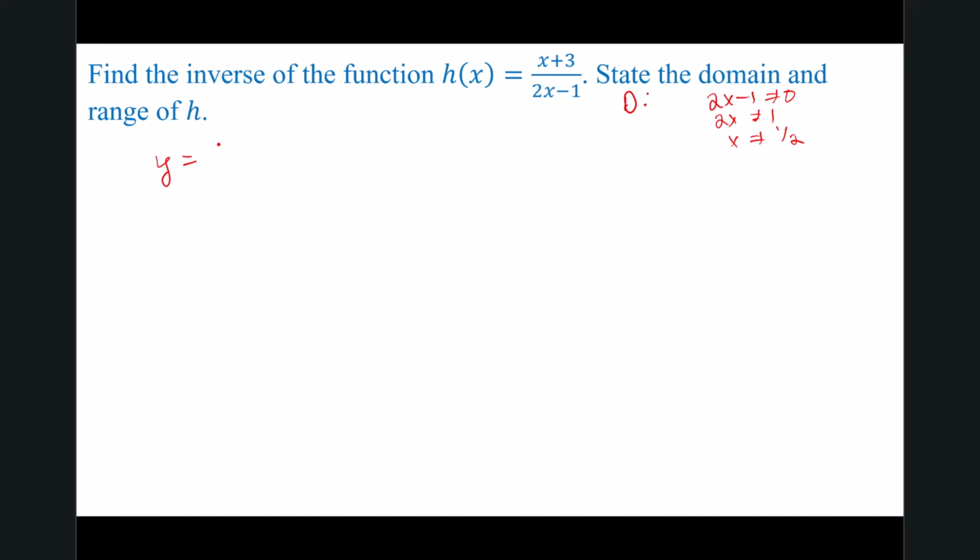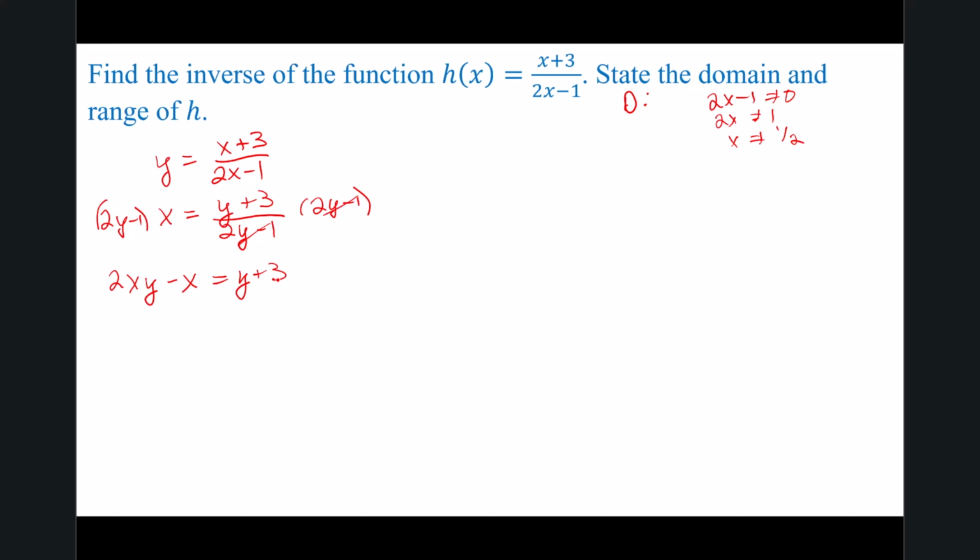Our function, we have y equals x plus 3 over 2x minus 1. We'll start by switching the x's and y's, and I get x equals y plus 3 over 2y minus 1. So we have two different y's here, and we need to combine them into one. But let's first get the y out of the denominator by multiplying both sides by 2y minus 1. And distributing the x through on the left side, I get 2xy minus 1x equals, and on the right side, that cancels. We have y plus 3.